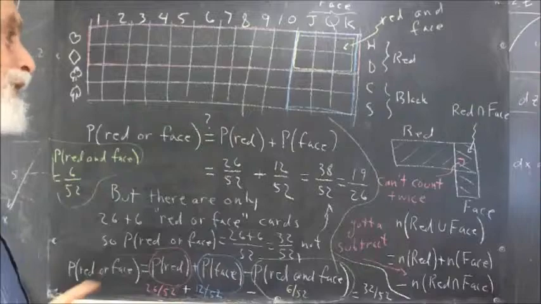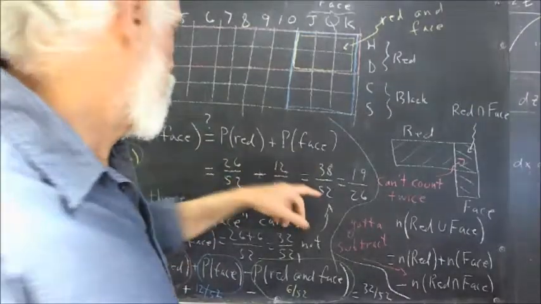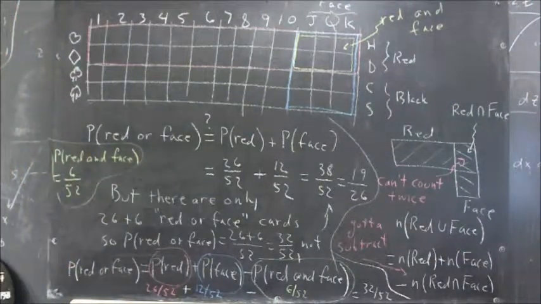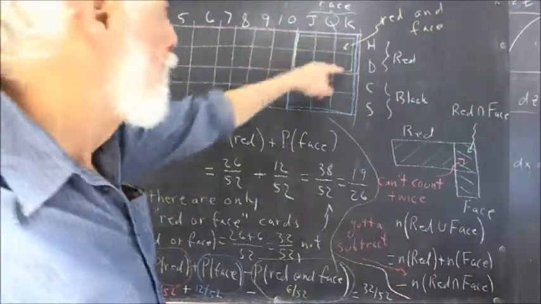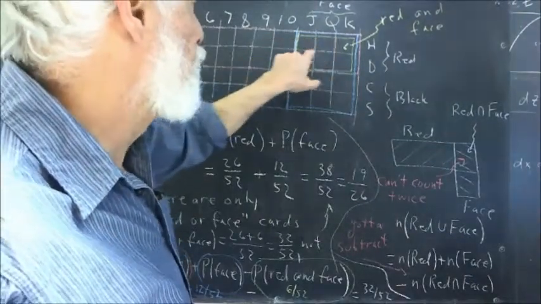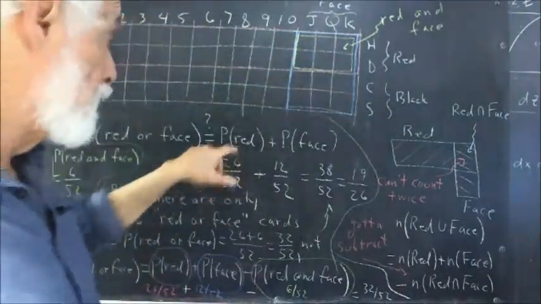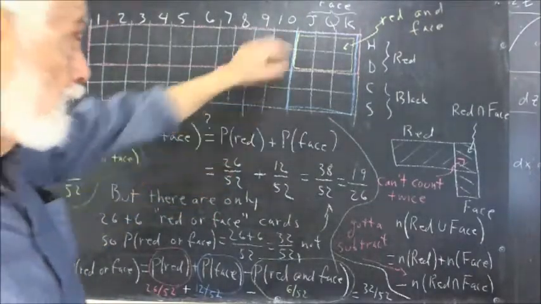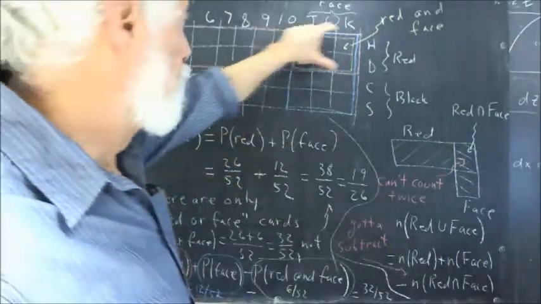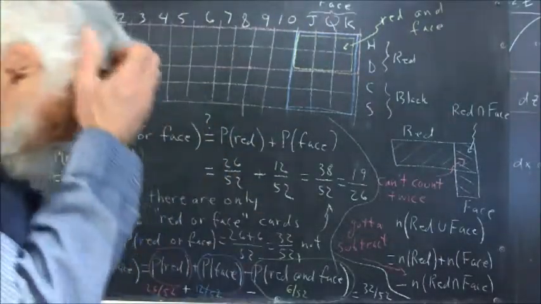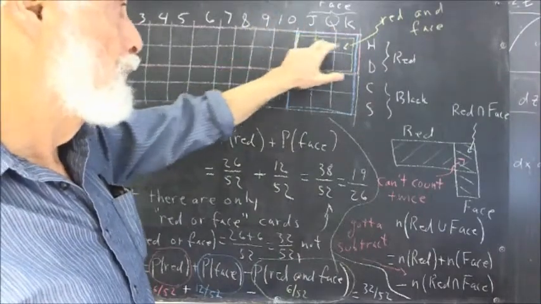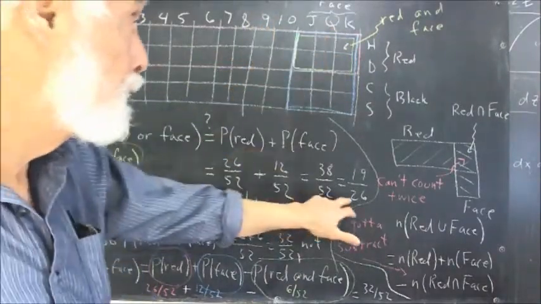Now, why is it that we got 38 out of 52 here? Something is obviously wrong. What's wrong is that these cards got counted twice. These are the cards that are both red cards and face cards. When we count the 26 red cards, we're including these 6, and when we count the 12 face cards, we're including these 6. We can't count the same cards twice. All 6 of these cards got counted twice.